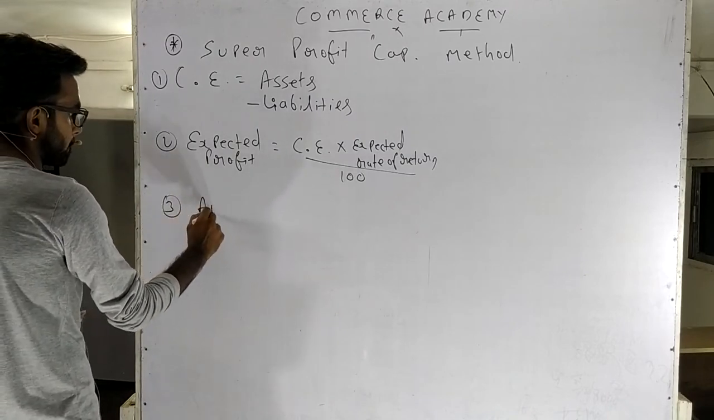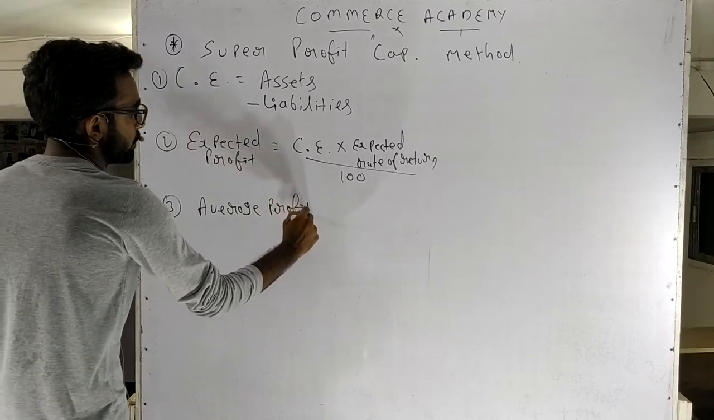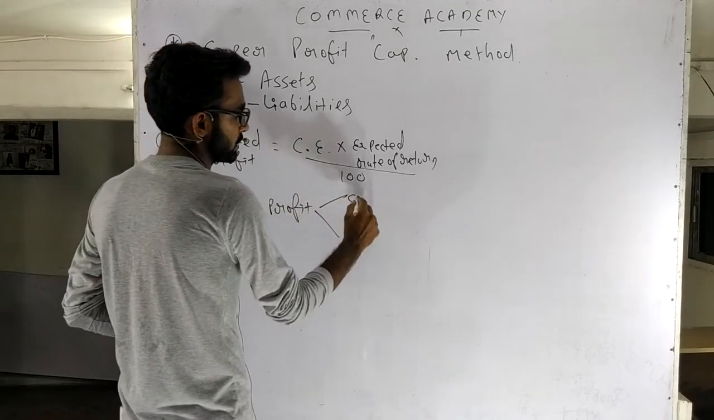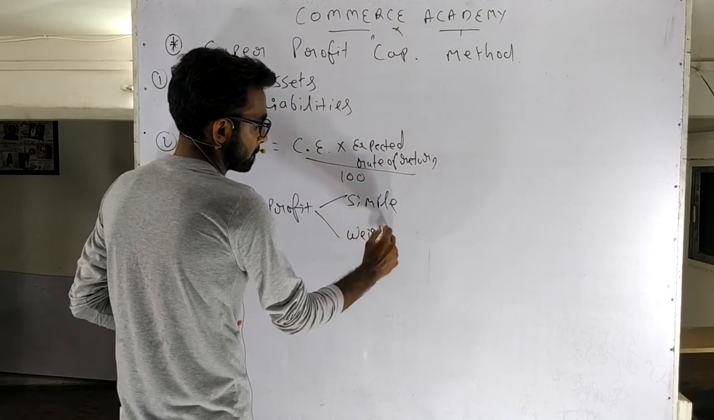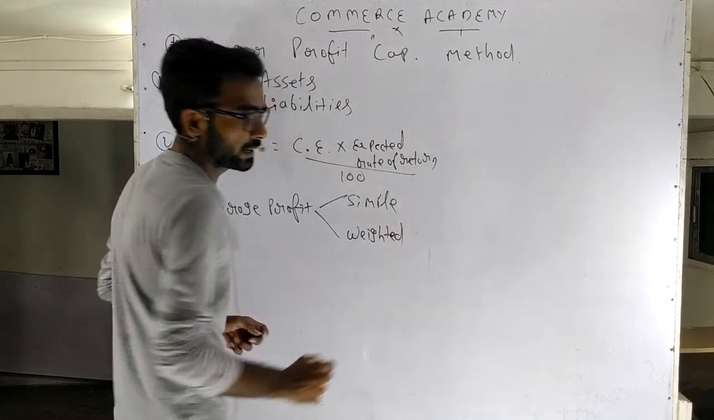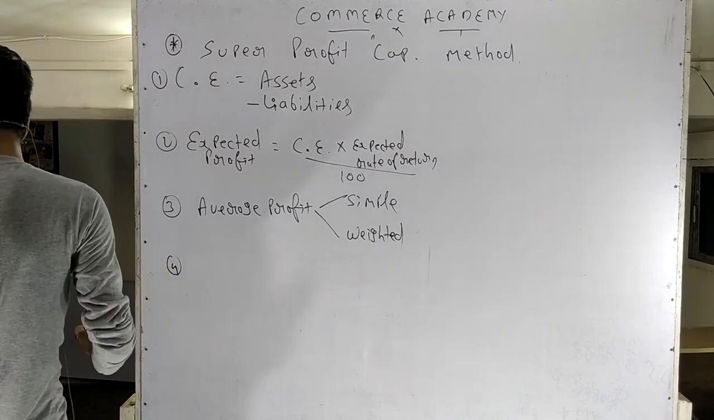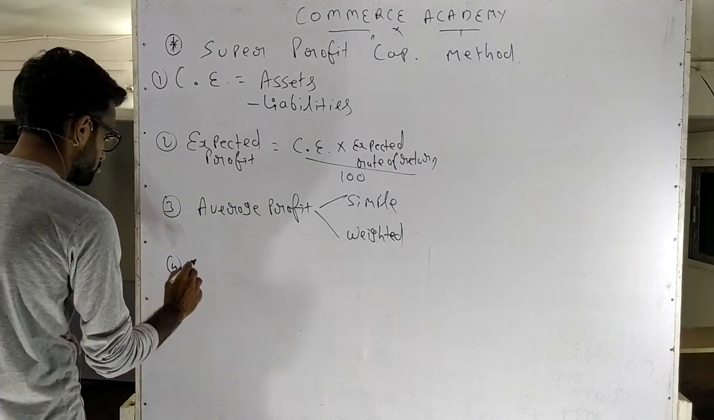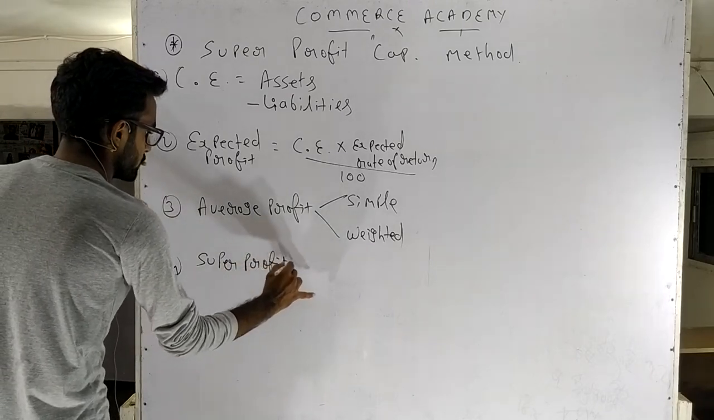Third, calculate the average profit. For that there are 2 methods, simple and weighted average profit method, that will be decided as per the profit given in the question. Fourth step, find out the super profit.